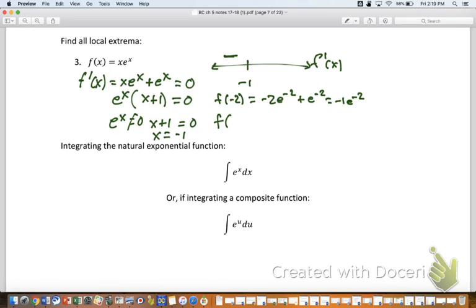What number would you plug in on the right? 0. Yep, 0. What's the result if you plug in a 0? 0 plus 1, right? Because e to the 0 is 1, so you get 0 times 1 plus 1, so you just get 1. Of course, that's positive. So just looking at the sign chart, do I have a relative min, max, or neither? Relative min. So then we work on our justification over here.